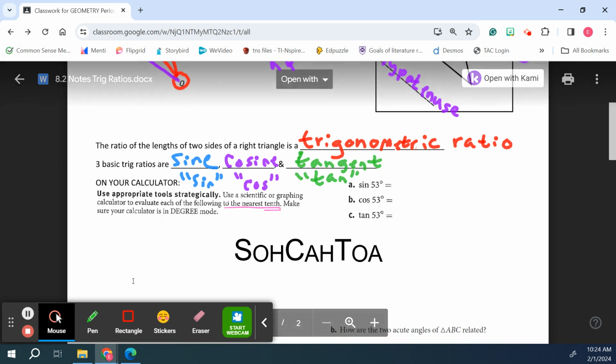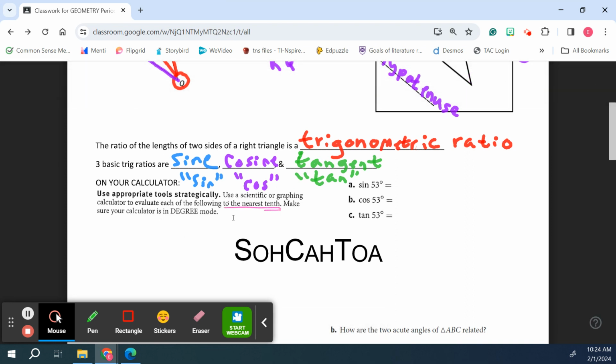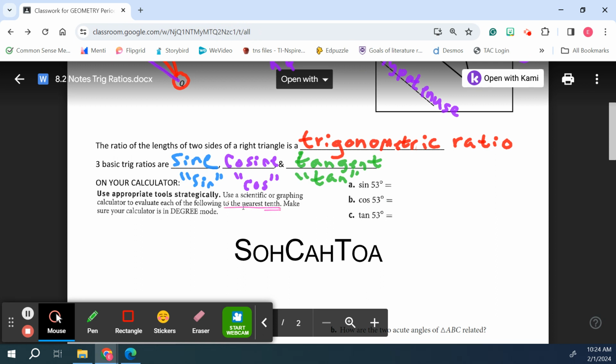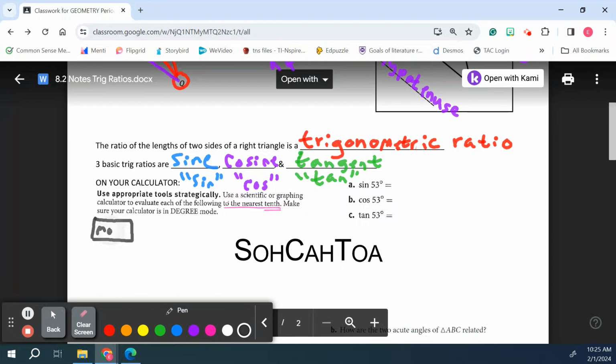Anybody still writing? Okay, so we're going to use our scientific graphing calculator to evaluate each of the following to the nearest tenth. Make sure your calculator is in degree mode. So again, I want you to write this down just for you to reference later. To put in degree mode, you're going to hit mode, go to degree, enter.